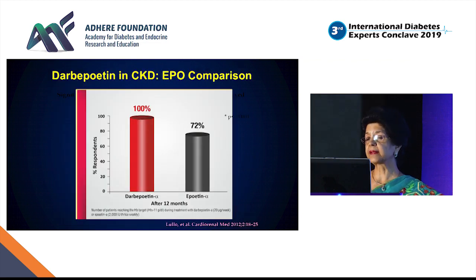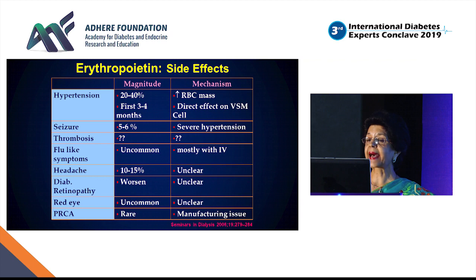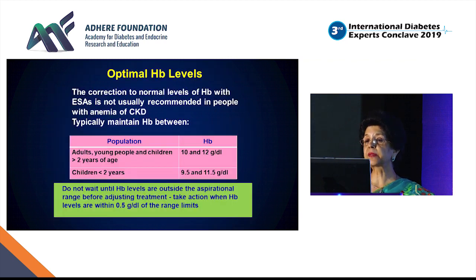If you look at the comparison between the two treatment regimens, whether it's darbepoetin alpha or epoetin, the response after 1 year is 100% with darbepoetin alpha as compared to epoetin alpha. The side effects, yes, there are hypertension, patients may have seizures, flu-like symptoms, headache, diabetic retinopathy, red eye, and PRCA are also there. What are the optimal hemoglobin levels that we should try to achieve?